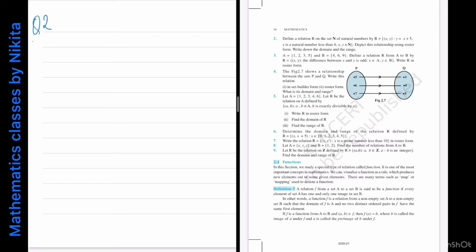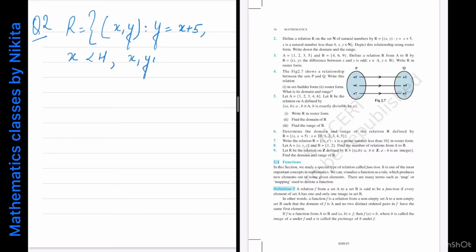So question number 2. It is a relation on the set N, so that means R is a subset of N cross N. So first let me write what is given to us: all those (x, y) such that y = x + 5, x is less than 4, and both x and y belong to N.